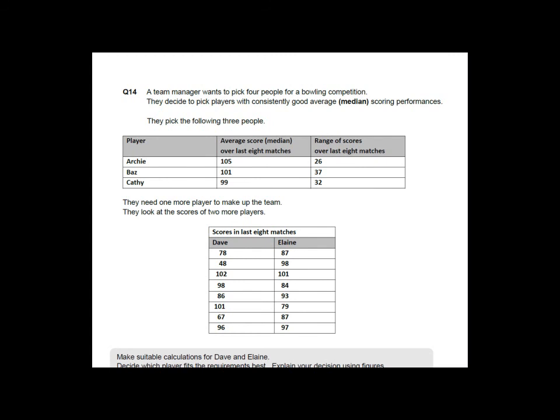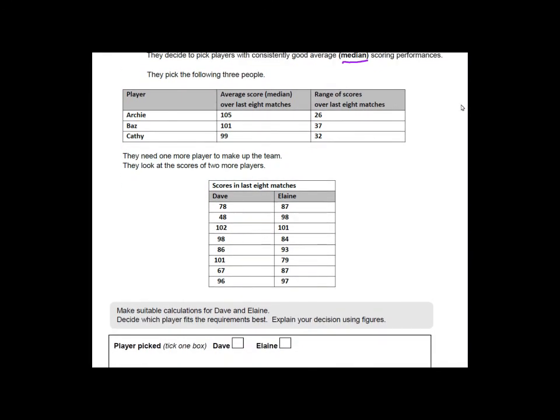Question 14. A team manager wants to pick 4 people for a bowling competition. They decide to pick players with consistently good averages, the median as the average, scoring performance. They pick the following 3 people: Archie, Baz and Kathy. They need 1 more player to make up the team, and they look at the scores of 2 more players, Dave and Elaine. Make a suitable calculation for Dave and Elaine and decide which player fits the requirement best and explain your decision. We need to find the median for Dave and Elaine, which means sorting the data and finding the middle of the data.